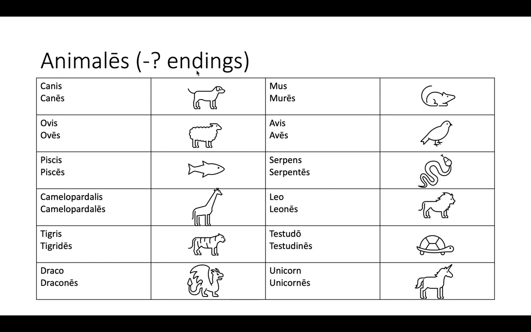And on this slide, we have animals that don't necessarily end in an A or an us. They end differently. But in the plural, they all end in an ES. So canis changes to canes, and ovis changes to oes.